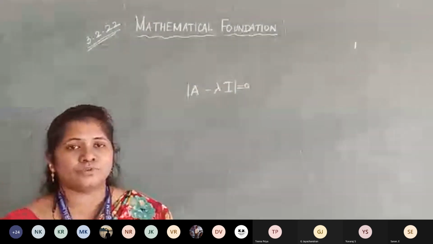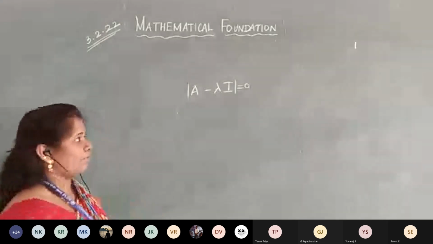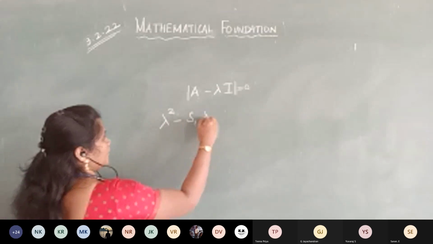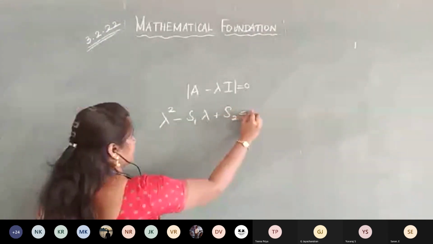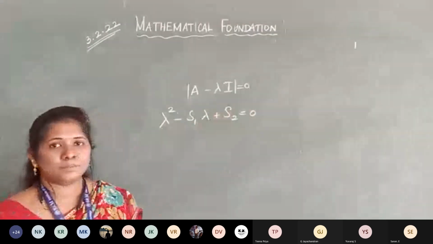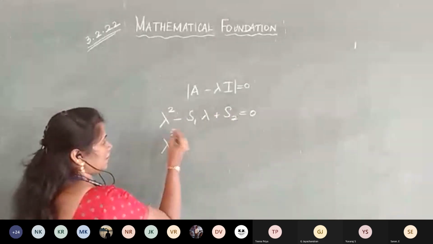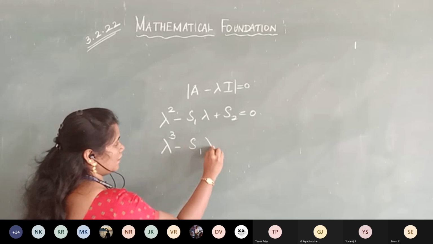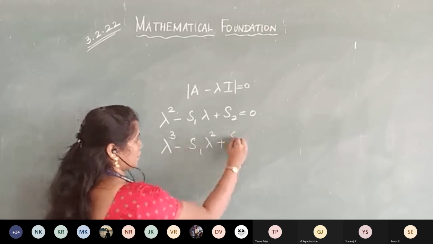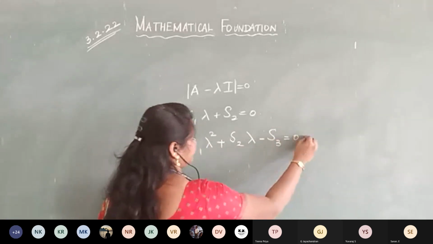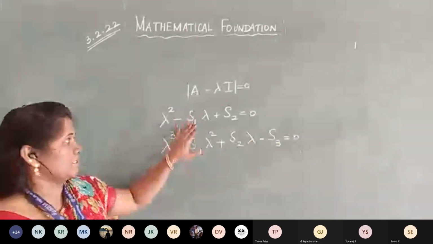Whereas for a 2 cross 2, if you are using the formula, what will be the formula? It will be lambda square minus S1 lambda plus S2 equal to 0. You have to definitely remember this formula for a 2 cross 2. For a 3 cross 3, it will be lambda cube minus S1 lambda square plus S2 lambda minus S3 equal to 0. You have to know what this S1 is.